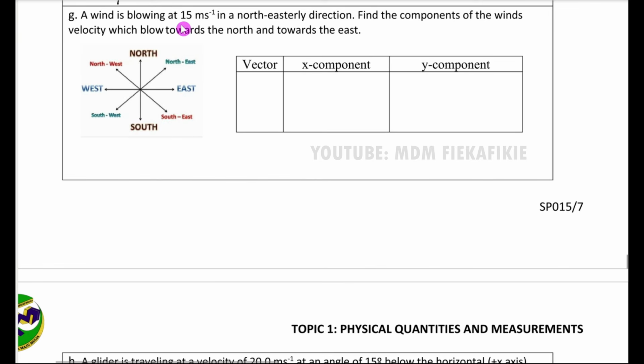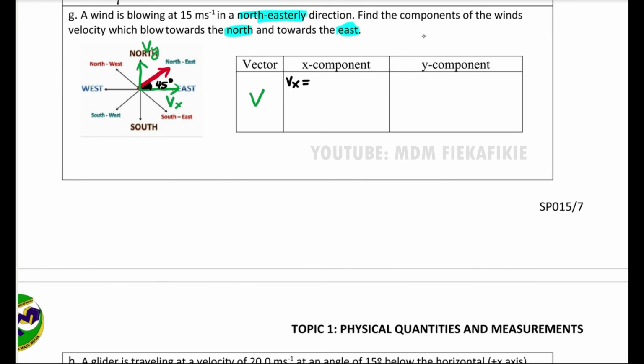Okay. A wind is blowing at 15 meter per second in a north-easterly direction. We want to know which direction this is. Find the components of the wind's velocity which blow towards the north and towards the east. When it says north east, it is here. So we want to resolve into the x component towards the east, Vx, and then the y component, Vy. So we put V here, and then we will have Vx. The angle is 45 degree. The question does not say, so we just put 45 degree.